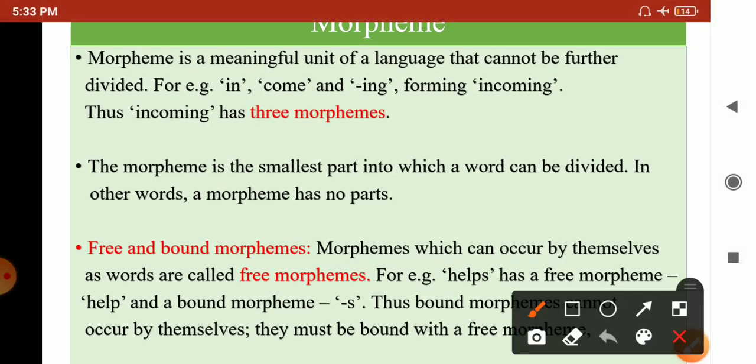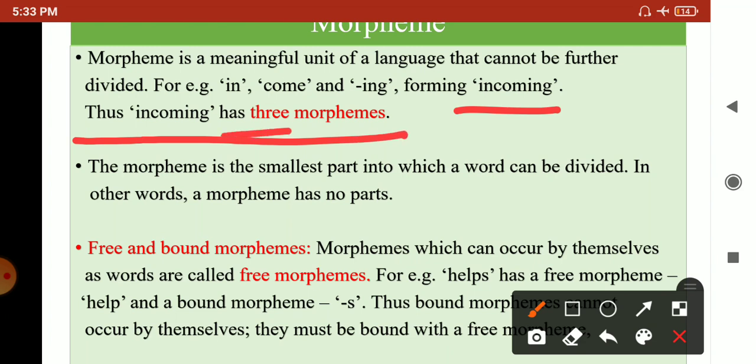So the word incoming has 3 morphemes. It has 3 morphemes: in, come and ING. The morpheme is, हा पॉईंट बघा, the morpheme is the smallest part into which a word can be divided. In other words, a morpheme has no parts. मॉर्फिमला तुम्ही डिव्हाइड करू शकत नाही. मॉर्फिम म्हणजे काय असतो? रूट वर्ड असतो, बेसिक वर्ड असतो की जो तुम्ही पुन्हा त्याचं डिव्हायडेशन करू शकत नाही.